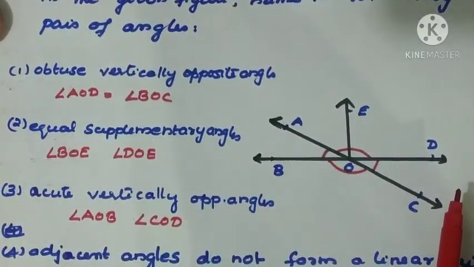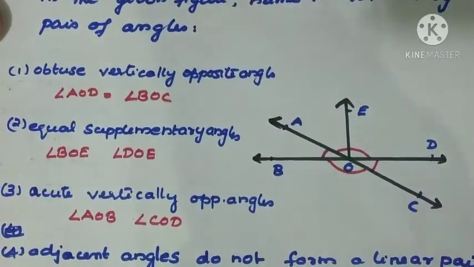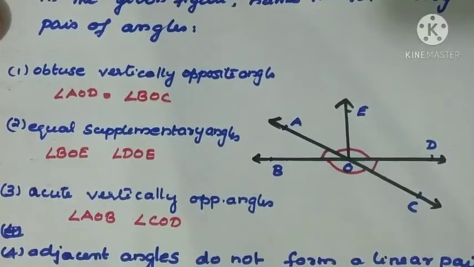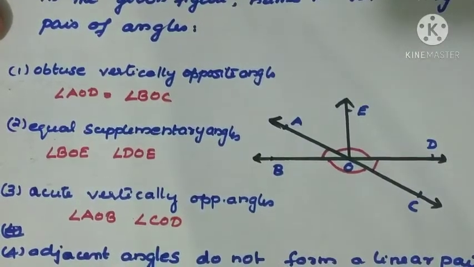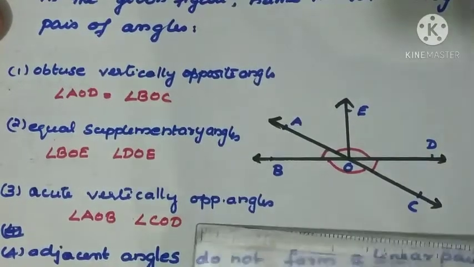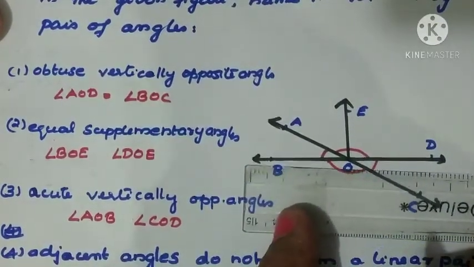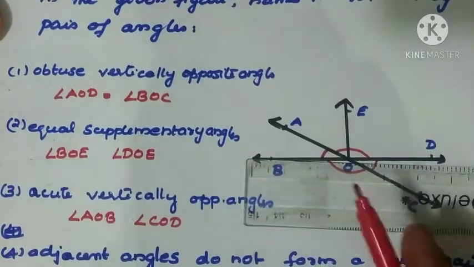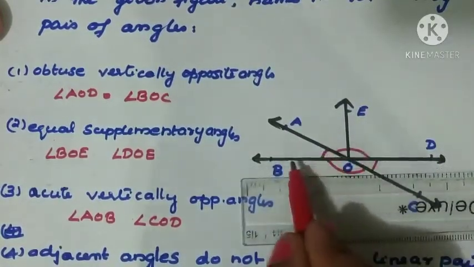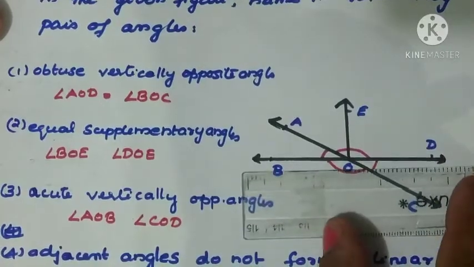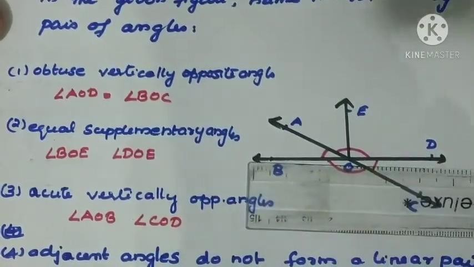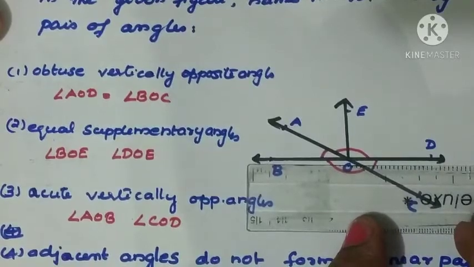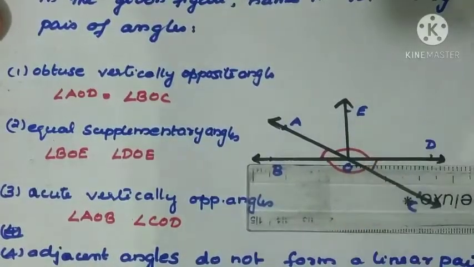Now the question is equal supplementary angles. That is the second question. Supplementary angle means the sum of two angles is equal to 180 degrees. Always we told that 180 degrees means the sum should be 180 degrees. Two angles' sum is equal to 180 degrees only. Here the line is 180 degrees. So the two adjacent angles BOE and DOE are also supplementary angles only, because it's a linear pair, so the sum will naturally be 180 degrees only.